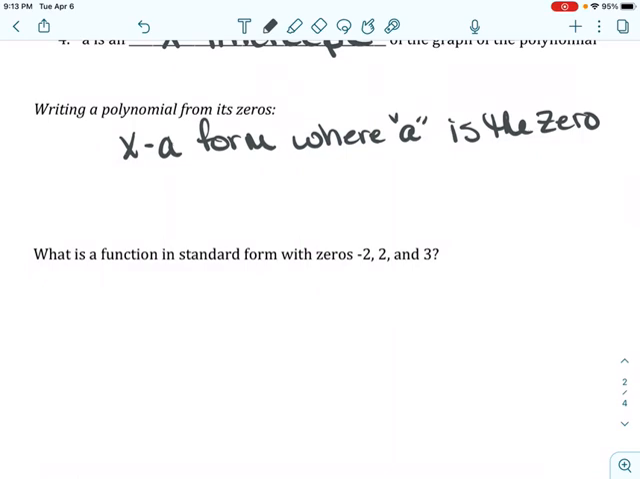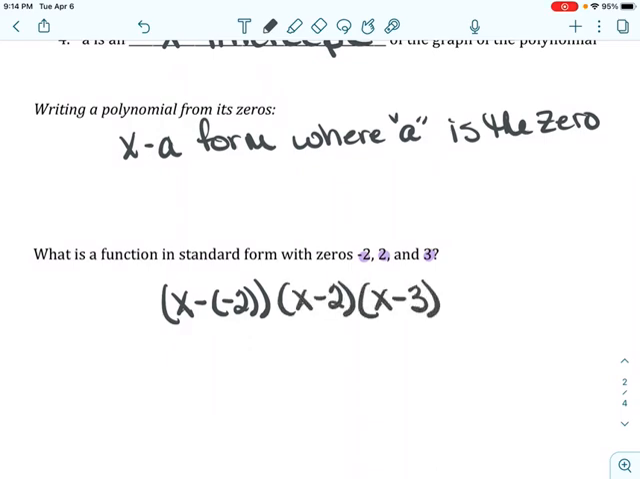So we're going to take each one of our zeros, and we're going to write it in x minus a form. So these are all a's. We're going to write 3 of them. Okay, let me rewrite that again. Okay, so x minus negative 2, x minus 2, x minus 3. Now, x minus negative 2, we can literally just make that x plus 2, right?